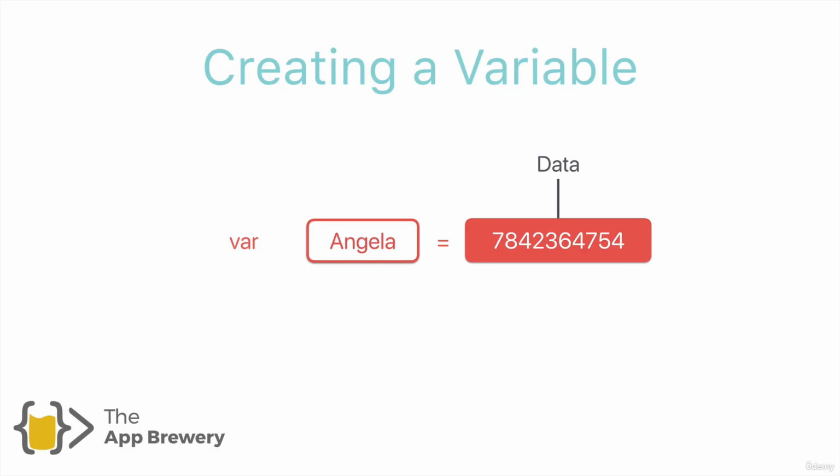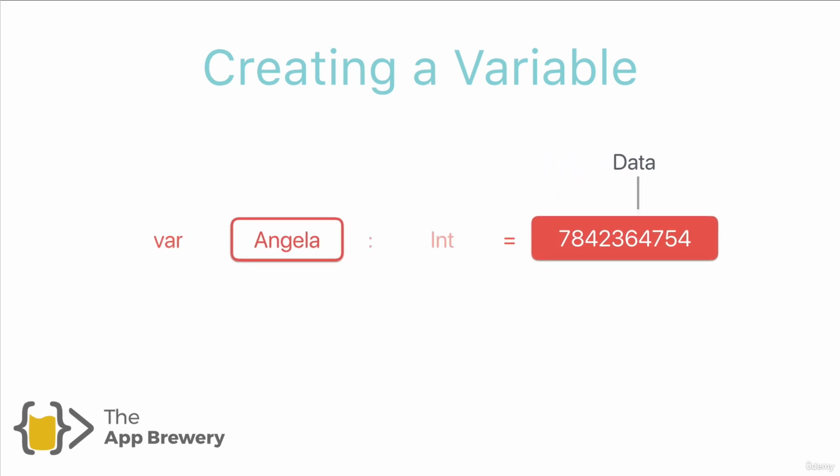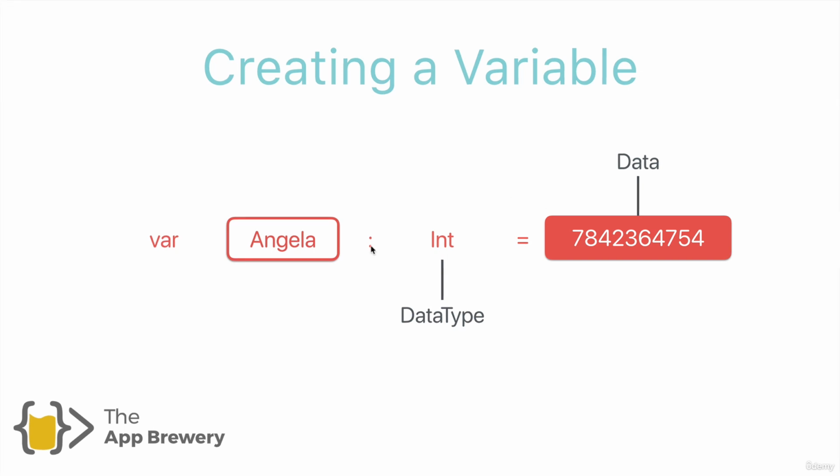Previously, when we were creating variables or constants, we've kind of just ignored their data type. But in fact, every variable in Swift gets assigned a data type when it's created. This means that the variable can only hold data of a particular type. So in this case, we have a variable called Angela that's holding an Int type data. So you could also create this like so. And here, after a colon, we specify the data type of the data that's going into this variable.